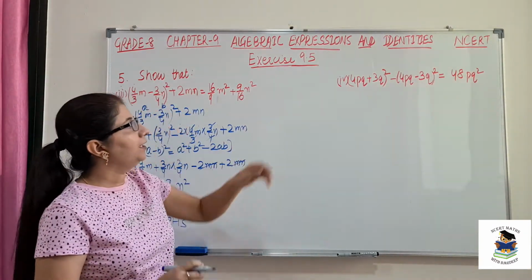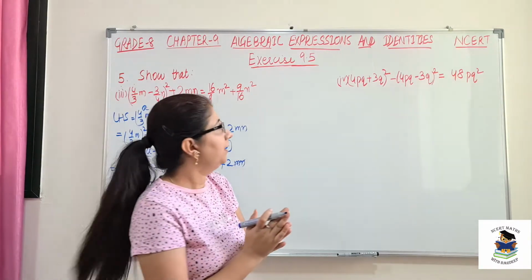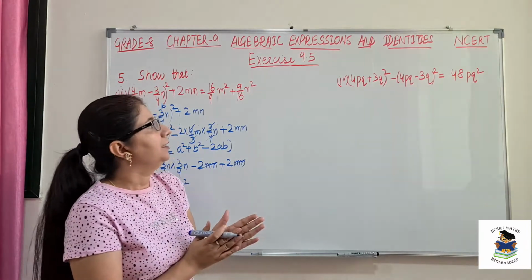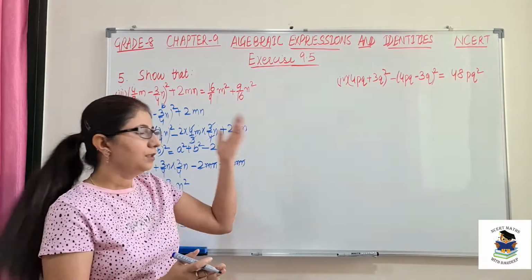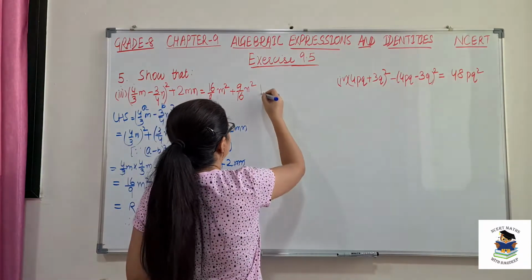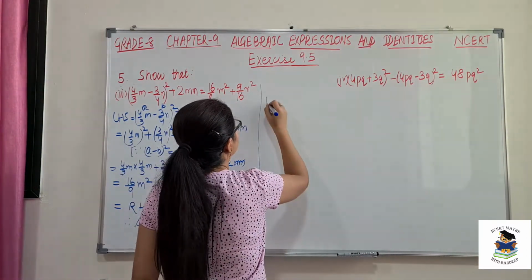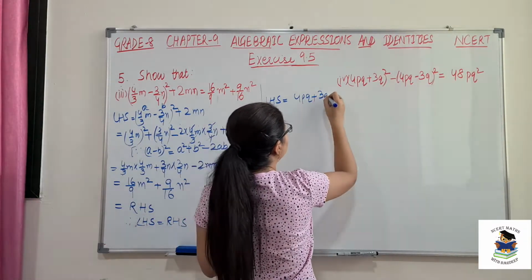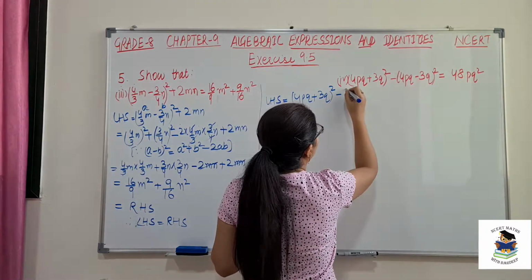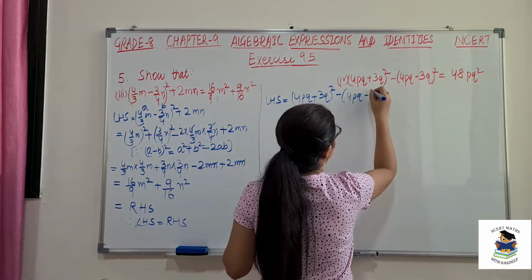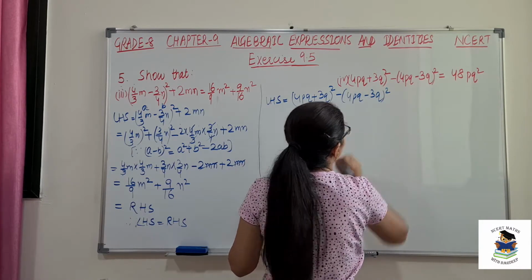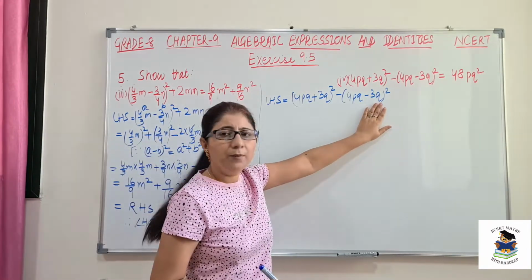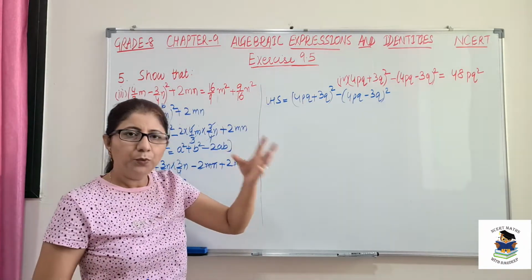Here it is again (4pq plus 3q) whole square minus (4pq minus 3q) whole square, which should be proved equal to 48pq square. So let's start. First, left hand side. This is (4pq plus 3q) whole square minus (4pq minus 3q) whole square. Okay. So here we can verify this is (a plus b) whole square and this is (a minus b) whole square. So we have to use both identities.